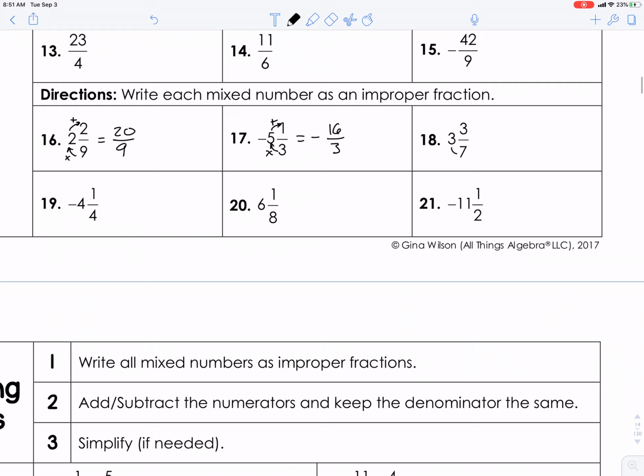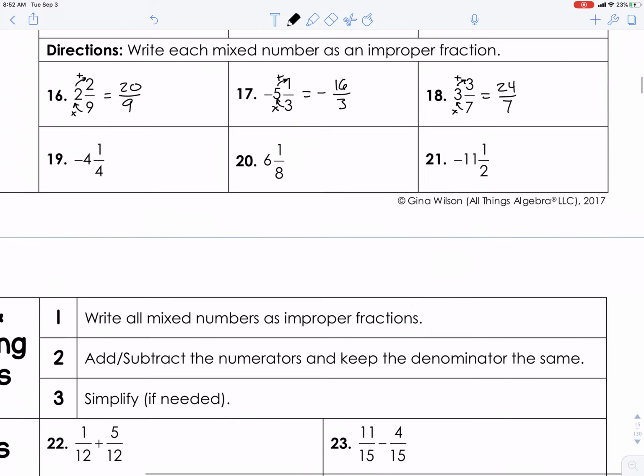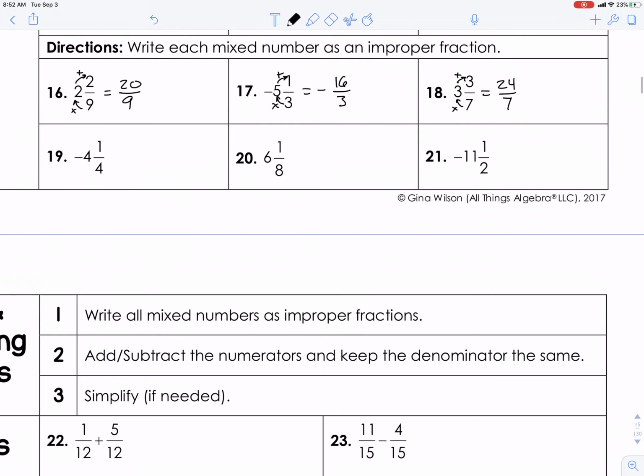18, same thing. 7 times 3 is 21, plus 3. So that gives me 24 sevenths. Pause the video and try those next 3 on your own.